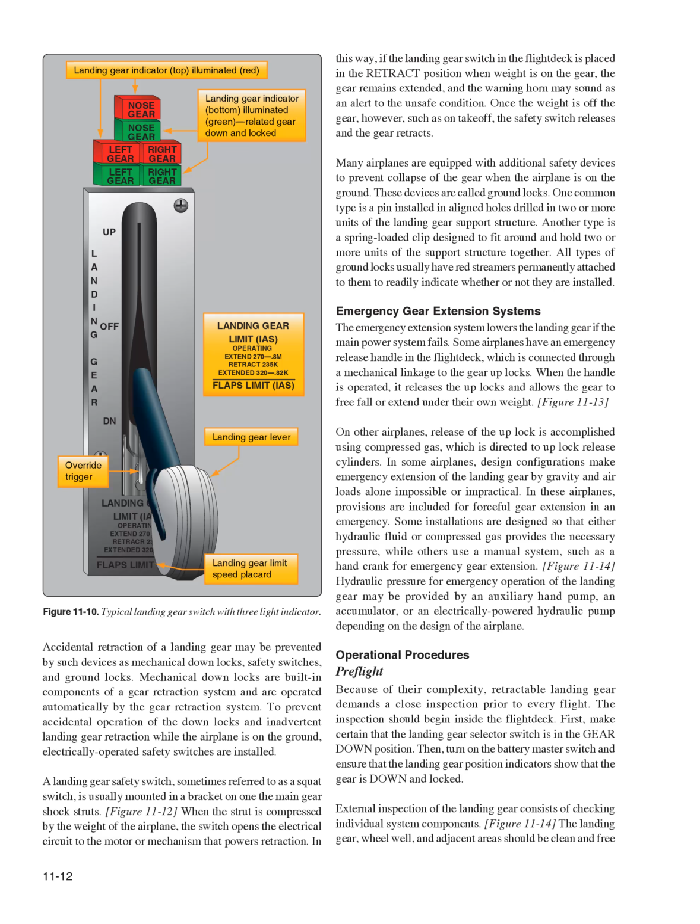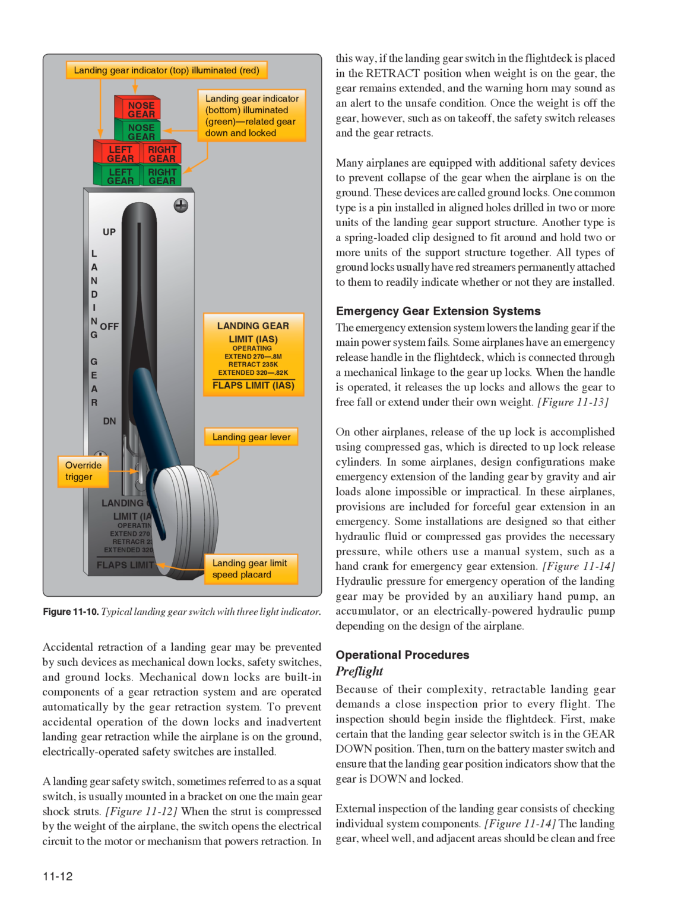Accidental retraction of a landing gear may be prevented by such devices as mechanical down locks, safety switches, and ground locks. Mechanical down locks are built-in components of a gear retraction system and are operated automatically by the gear retraction system. To prevent accidental operation of the down locks and inadvertent landing gear retraction while the airplane is on the ground, electrically operated safety switches are installed.